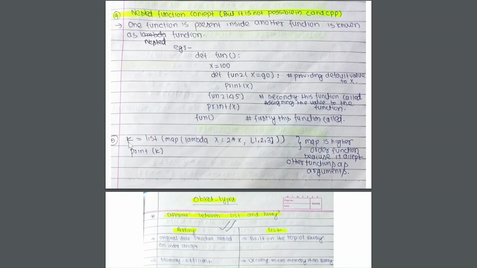Again, here see another example. k = list(map(lambda x: 2*x, [1, 2, 3])); print(k). Here map is a higher order function because it accepts a lambda function as an argument. Now its output is that all list elements are doubled. Then 2, 4, 6 is the output. The function's output type is list.